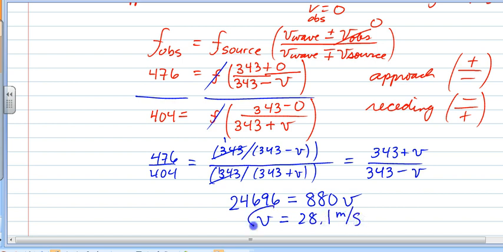meters per second. Okay, so that's a three-dot problem. It's not easy, but all we have to do is solve a system, and now we have the speed of the fire truck. Now if we wanted to, we could also go back and find the frequency that the fire truck was emitting, but I don't think they ask us that in this question. Okay, so that's it, and we'll see you next time.